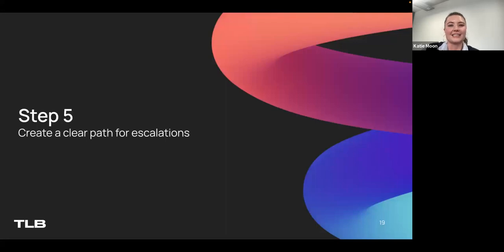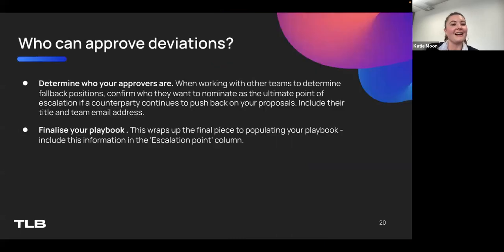So as I've just said, we're going to need to create that clear path for escalations, especially with the auto renewal clause, because I guarantee the counterparty might push back. So when you're figuring out who can approve deviations, when you're working with other teams to first determine those fallback positions, you can also at that time confirm who they want to nominate as the ultimate point of contact if a counterparty continues to push back on your proposals and you need to escalate it.